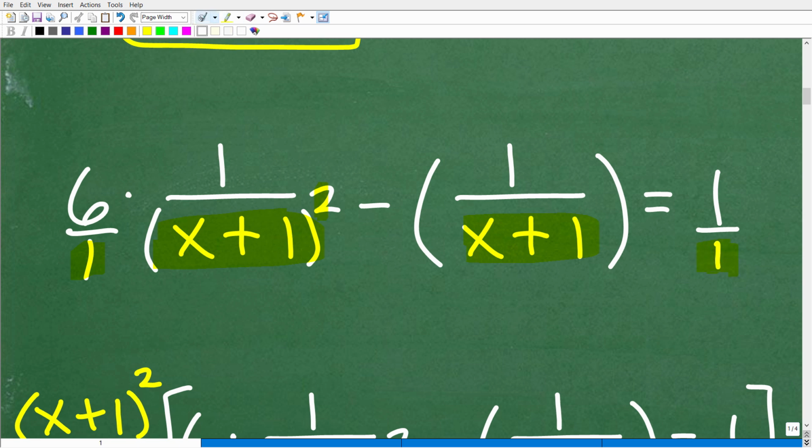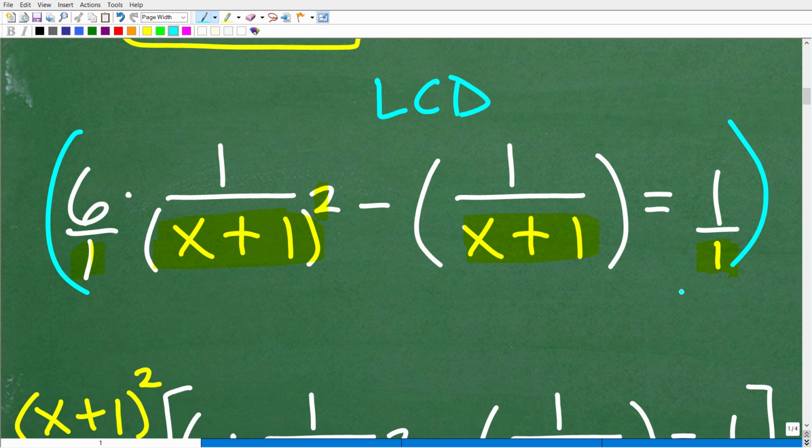Now, why am I focused in on the denominator? Well, I have all these rational expressions, i.e. fractions, and a great technique that you should be thinking about when you have a bunch of fractions or rational expressions in an equation is to find the LCD, the lowest common denominator, and multiply the entire equation by the LCD, because when you do this, it basically clears away the fractions, okay?